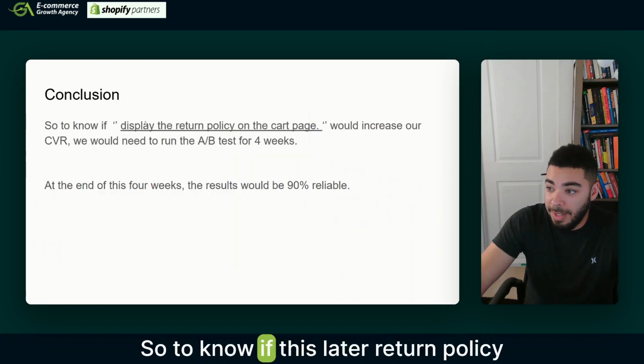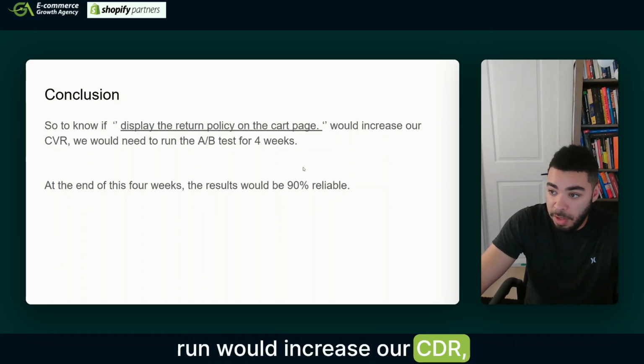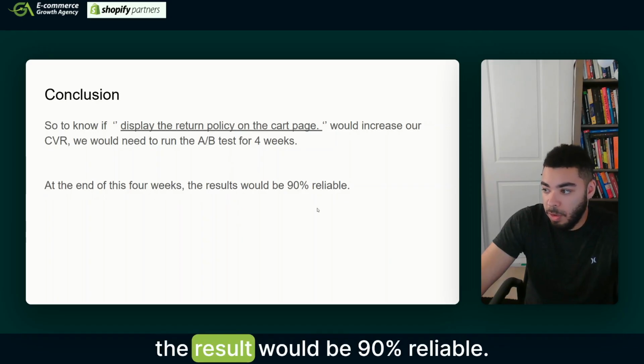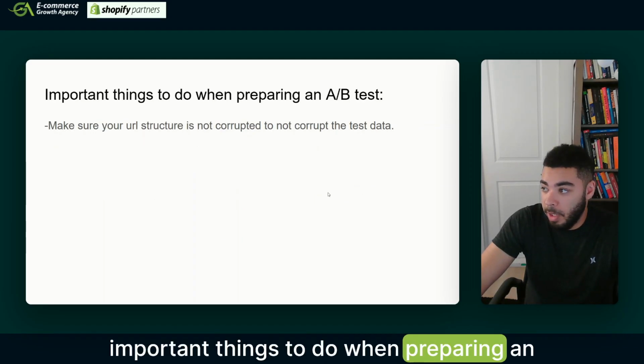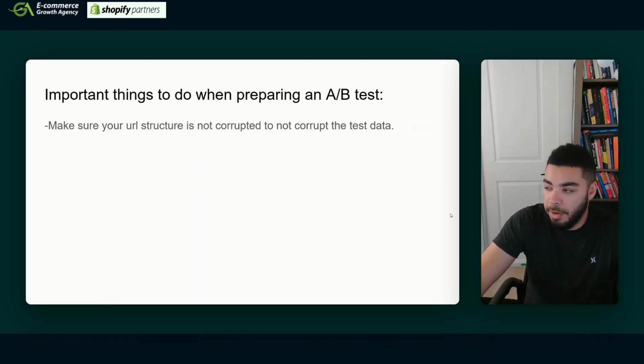Conclusion. So to know if displaying the return policy on the cart page, the test we're trying to run, would increase our CVR, we would need to run the A/B test for 4 weeks. At the end of this 4 weeks, the result would be 90% reliable. Important things to do when preparing an A/B test: make sure your URL structure is not corrupt, like I said earlier.